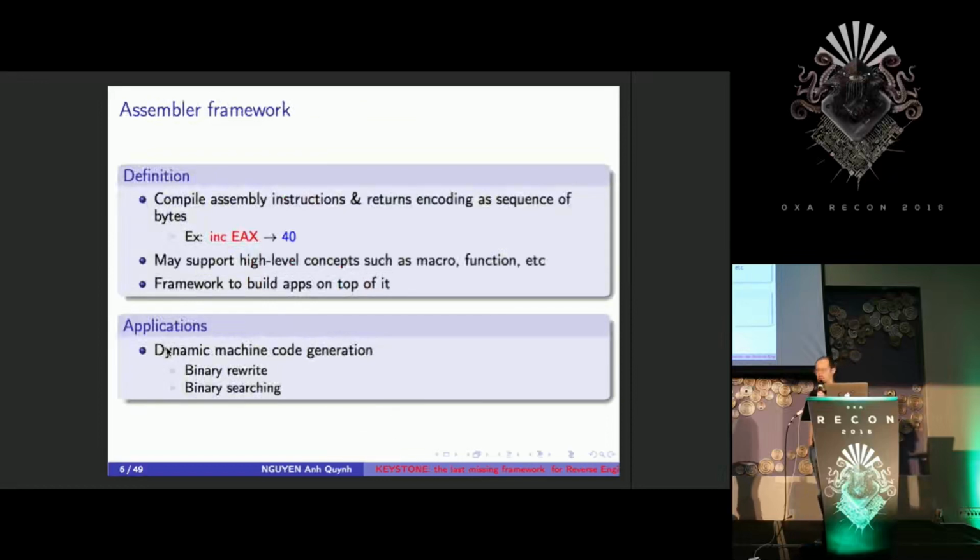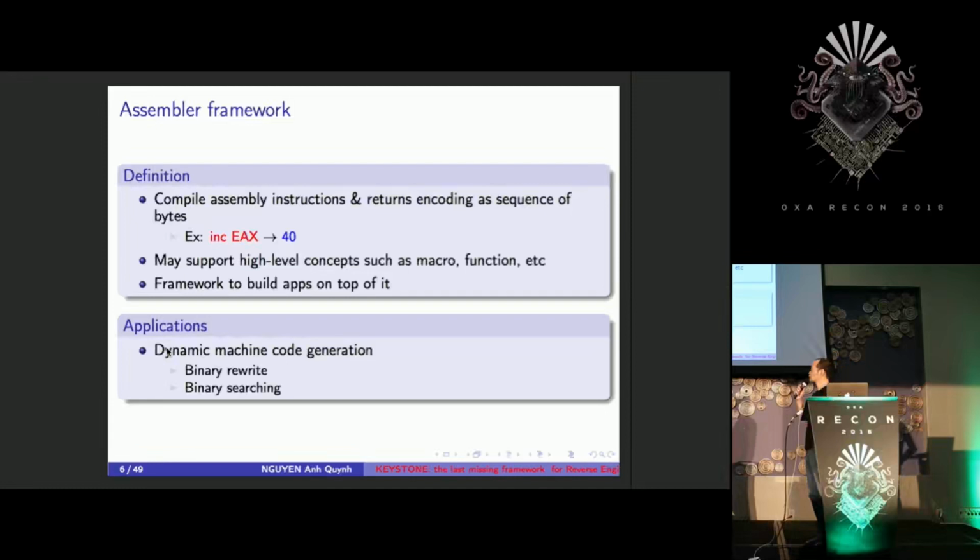So an assembler is something very simple. It compiles the assembly instruction for you and returns the encoding, usually as a sequence of bytes. For example, on x86, if you compile inc EAX, it returns 1 byte, which is 0x40. And the CPU can understand this byte 0x40 as something that increases the EAX register by 1. Here we focus on a framework, not just an assembler tool. A framework is more or less a library which you can embed in your tools and build your application on top of.